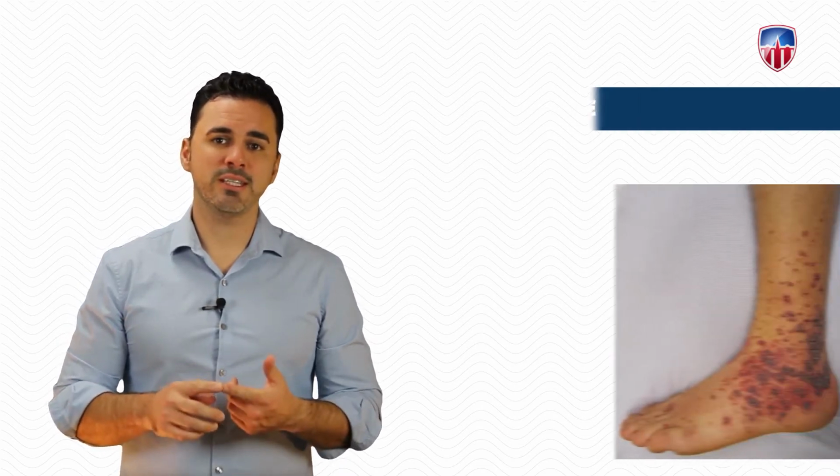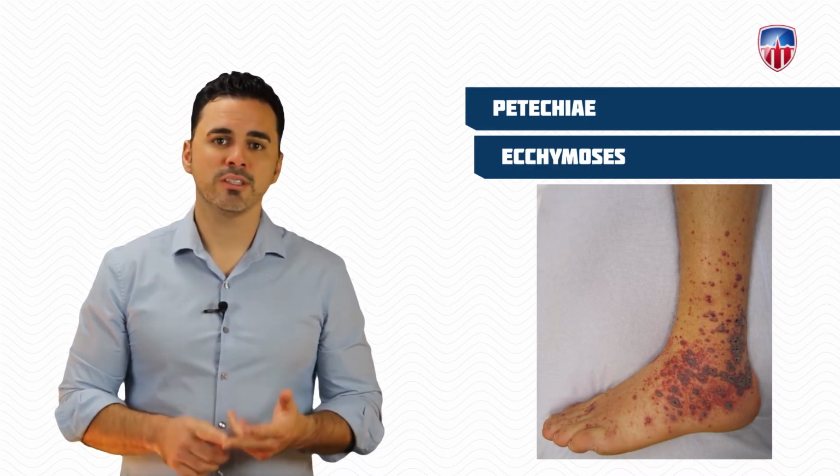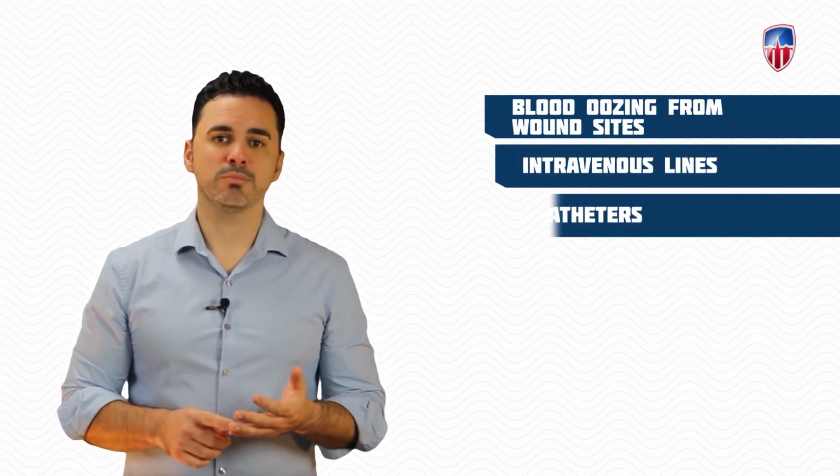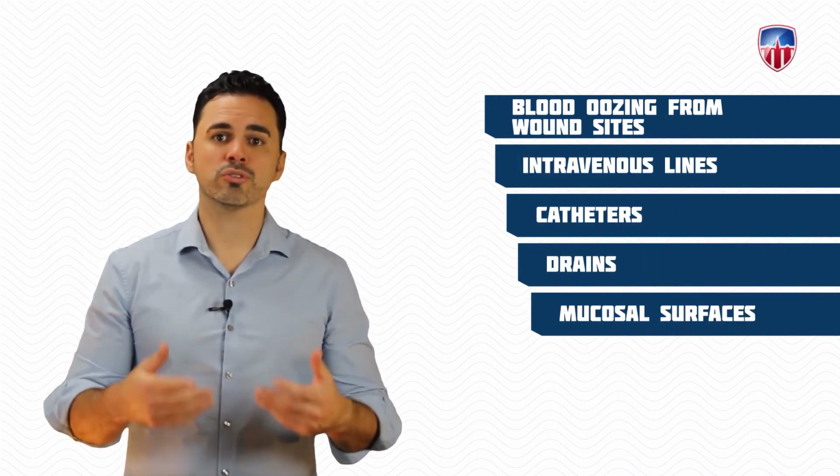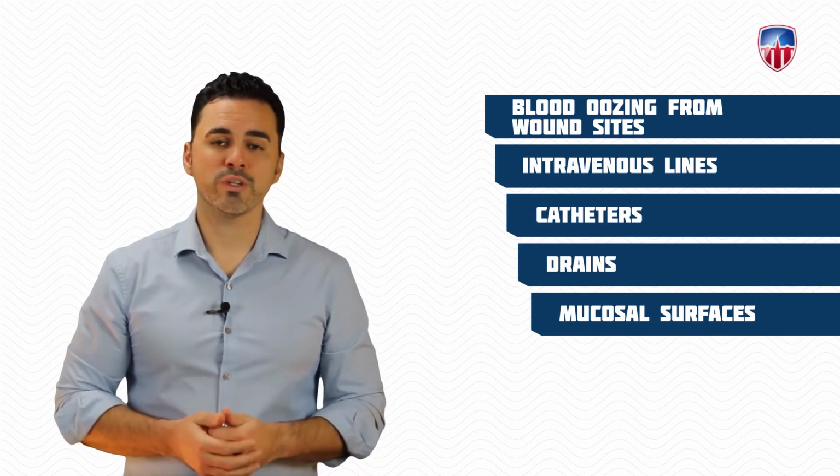Now, some of the common signs of DIC are going to include petechiae, you're going to see ecchymosis, you're going to see blood oozing from around the wound sites or IV lines. You might also see blood from catheters, drains, or mucosal surfaces. Also, you're going to see renal and hepatic dysfunction and other signs of shock or multi-organ failure.